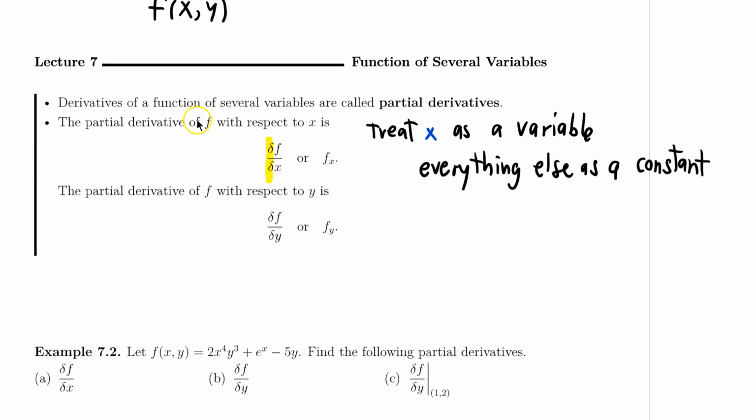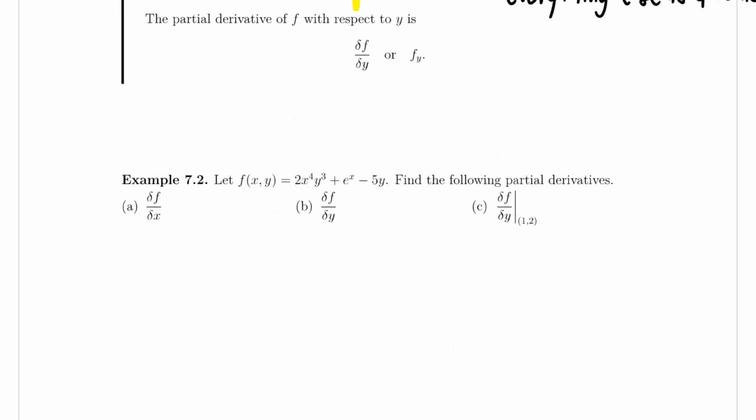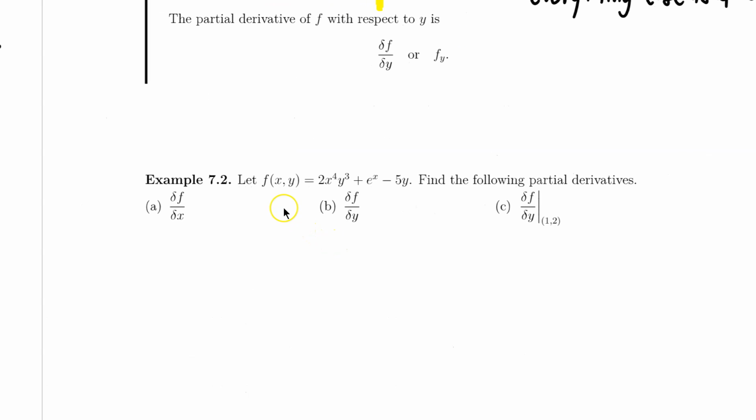And that's the same when we take the derivative with respect to y. I'm going to treat y and only y as a variable, and everything else as a constant. So let's take a look at the examples that we have down here. For the first one, my f of x, y is going to be 2x to the 4th y cubed plus e to the x minus 5y.